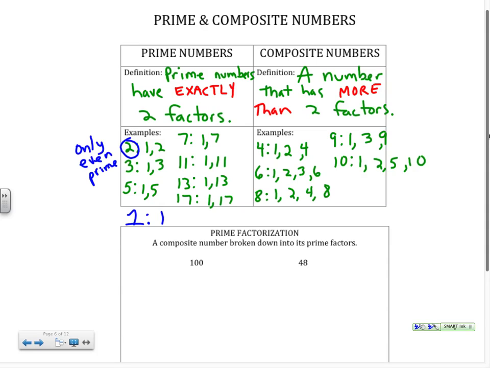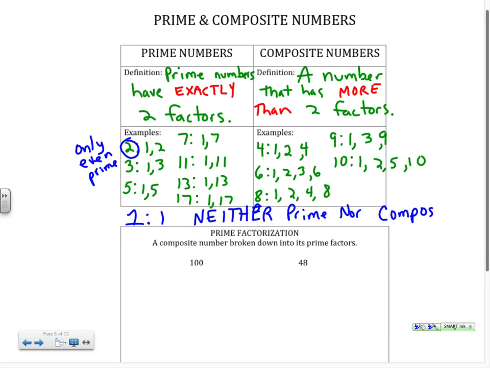Let's look at the definition for composite numbers. The definition is a number that has more than two factors. Does 1 have more than 2? No. So it fits neither definition. So the answer for 1, is it prime or is it composite? It's neither prime nor composite because it does not fit either one of those definitions.